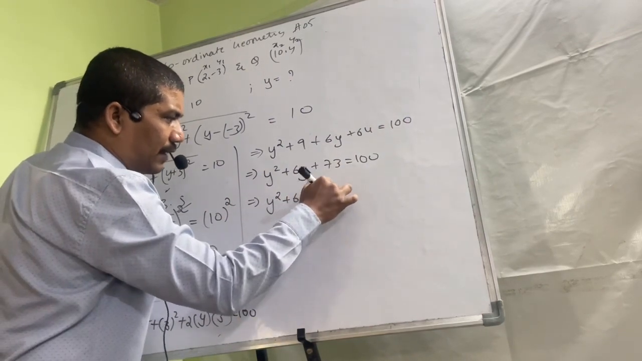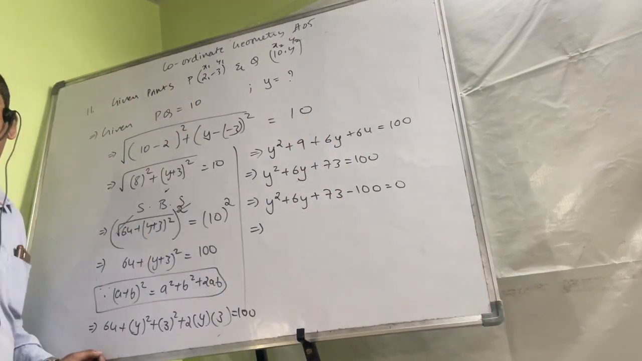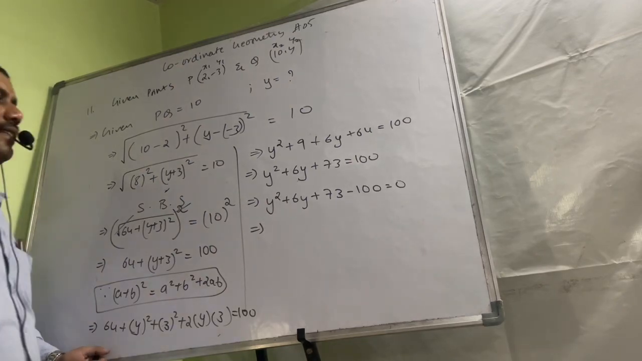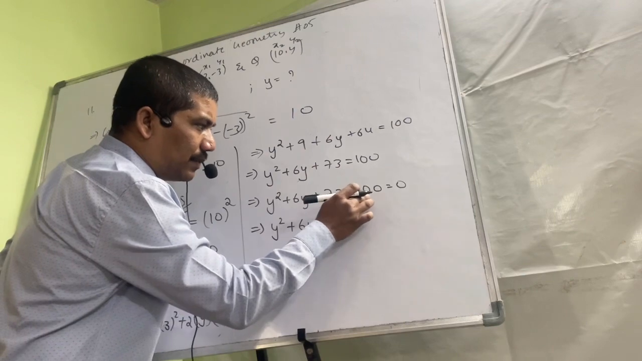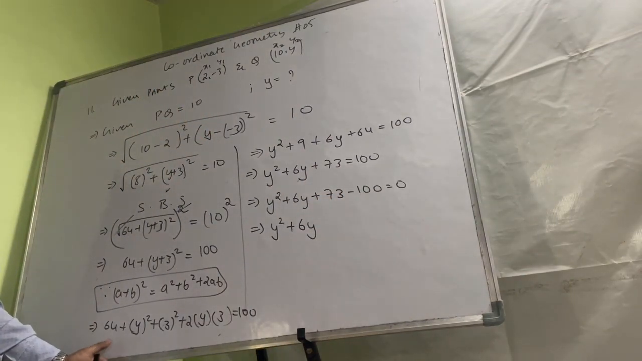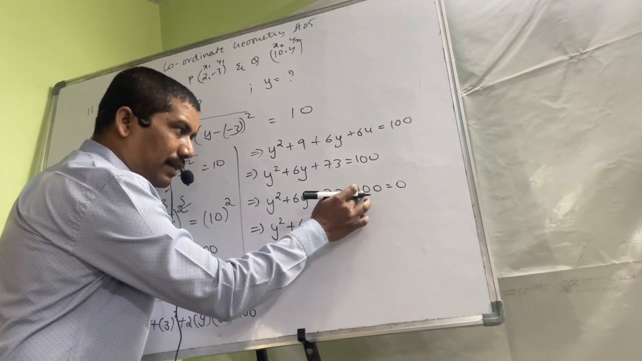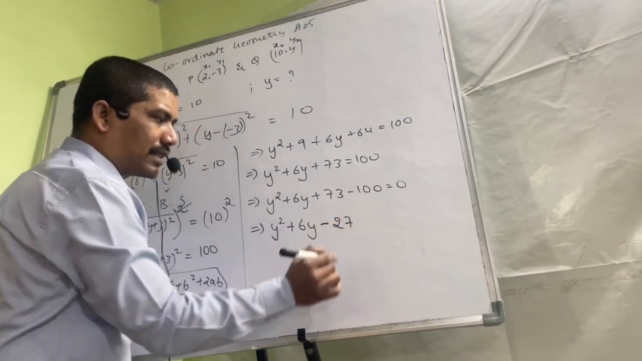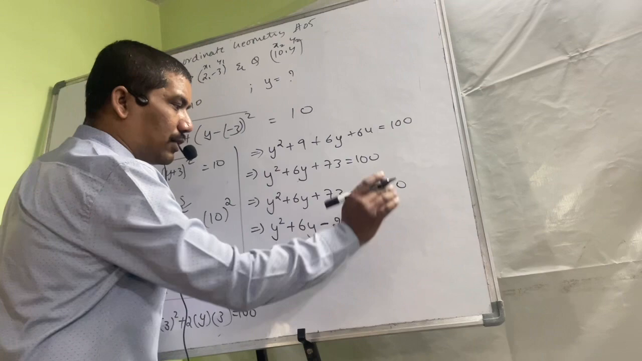So y square plus 6y, this 100 I am bringing to the left side. Plus 100 will become minus 100. So y square plus 6y, 73 minus 100. One is plus, one is minus, so I should do subtraction. 100 minus 73, how much? 27. The bigger number is 100, and its sign is minus, so the answer should also be minus. Getting this point? Equal to 0.